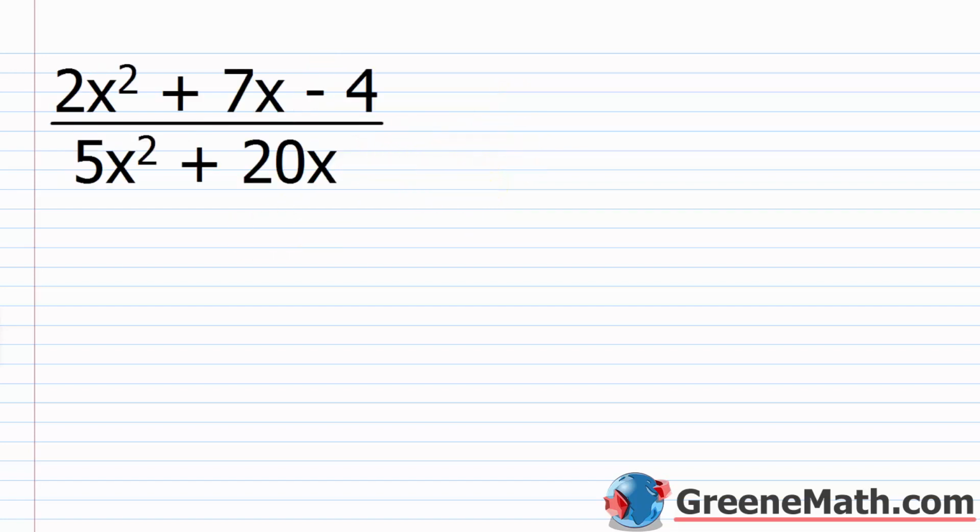Now we're going to use the same thought process when we simplify rational expressions. If I have something like 2x squared plus 7x minus 4 over 5x squared plus 20x, all I need to do is factor the numerator and denominator completely and then cancel any common factors. Now, before we begin, I want to make something absolutely clear. If you cancel things here, you got to understand that you can only cancel common factors. This is very, very common as a source of confusion.